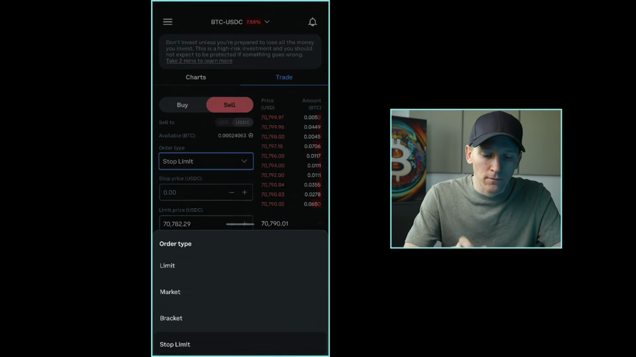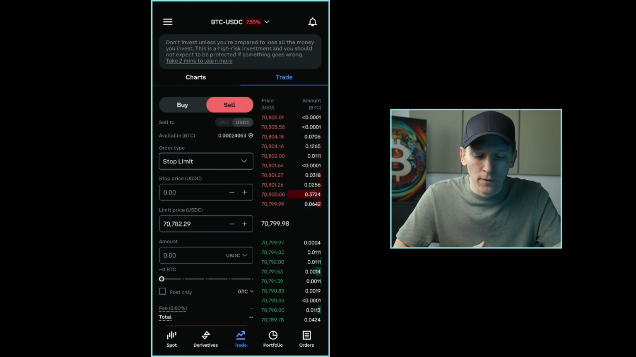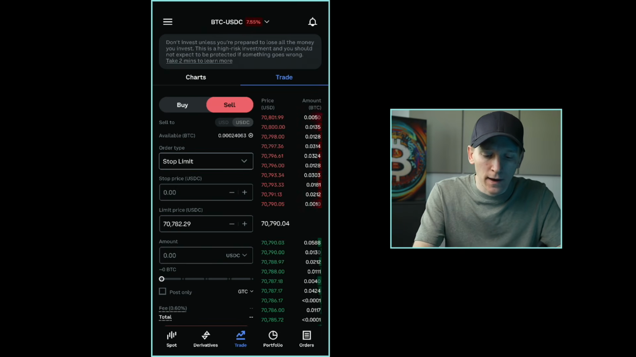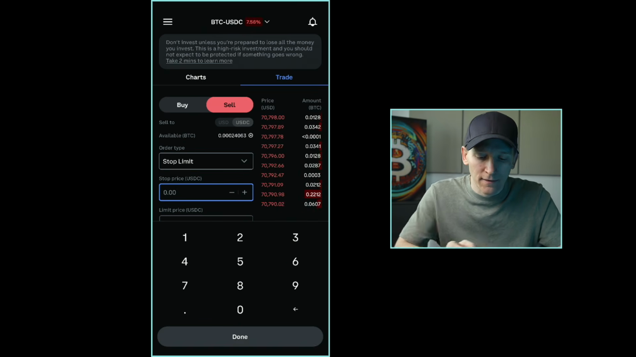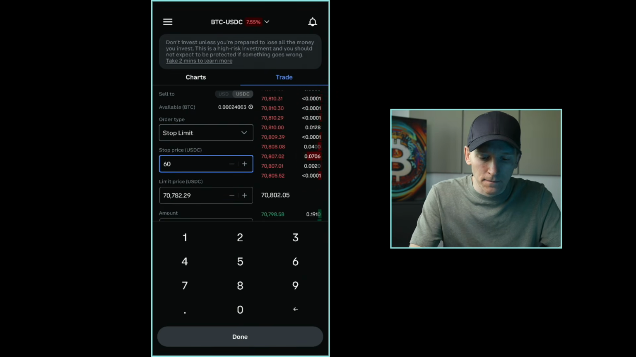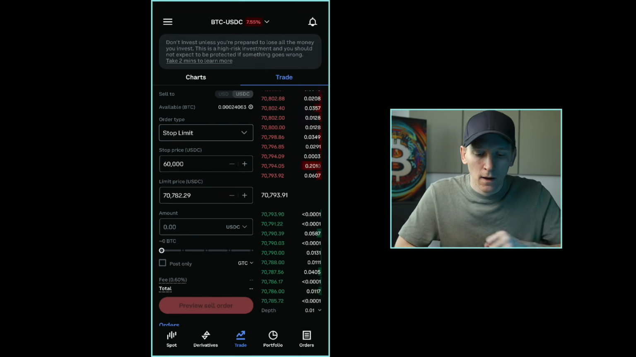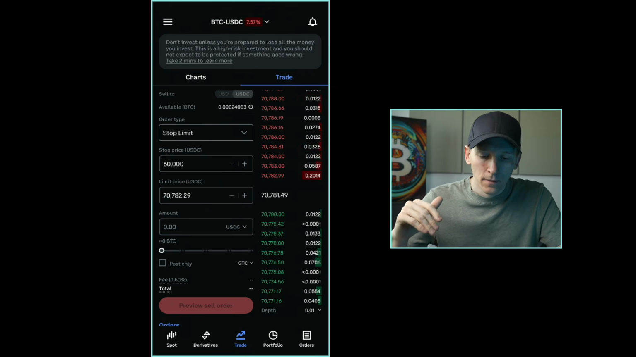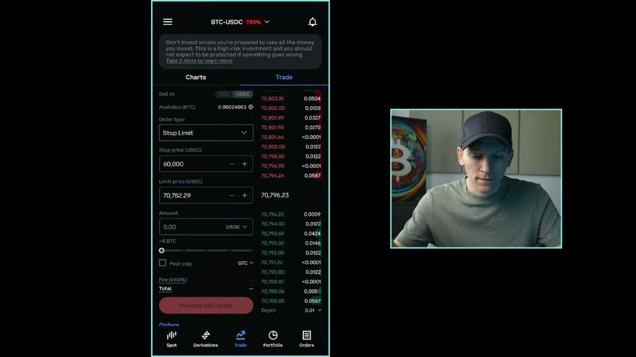And the stop limit, right? Think of this as a trigger price. What trigger price do you want the system to actually enter your order at? So I can put the stop price, let's say at 60,000. Press done. So what I'm telling the system is, I want to sell, but don't sell until the price gets to 60,000. And you may say, well, if I want to sell, why don't I just sell at 70,000?